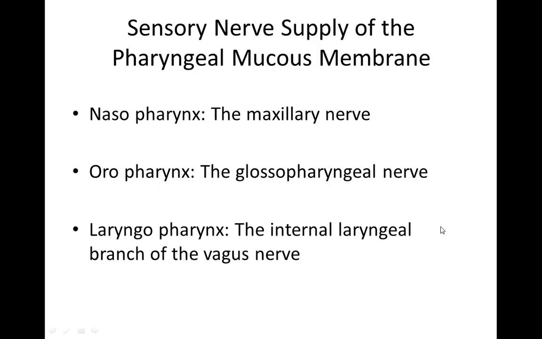So the sensory innervation of the pharyngeal mucosa: the nasopharynx is innervated by the maxillary nerve, the oropharynx by the glossopharyngeal nerve, and the laryngopharynx by the internal laryngeal branch of the vagus.